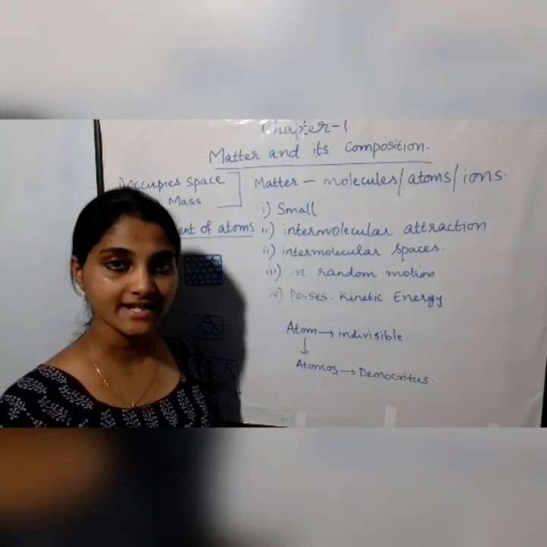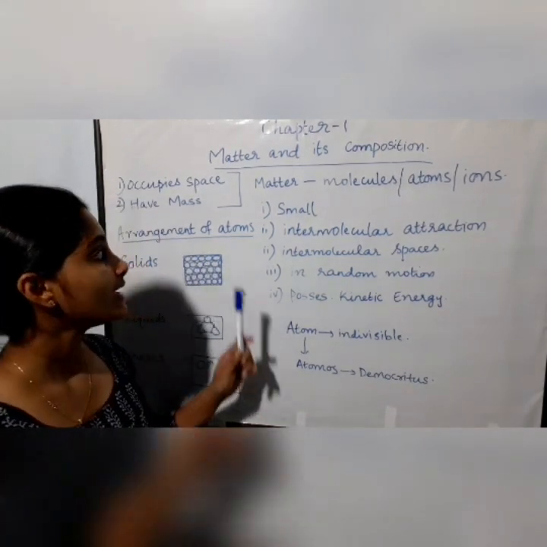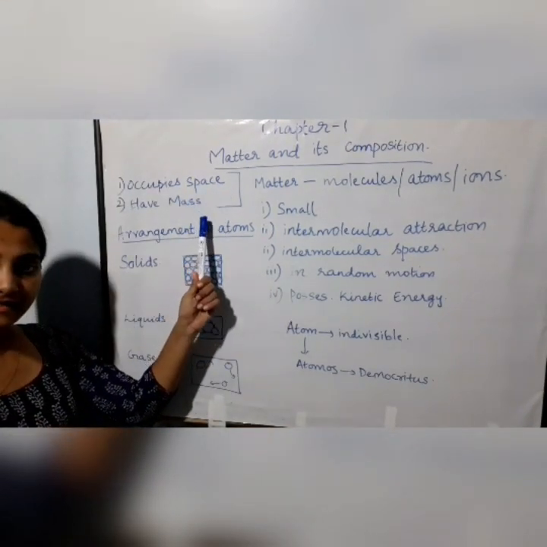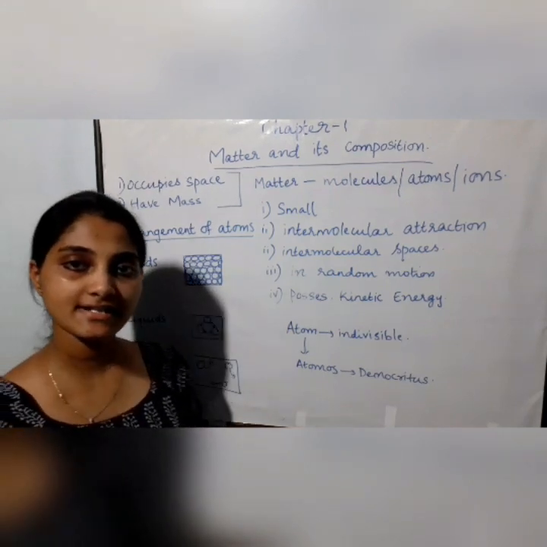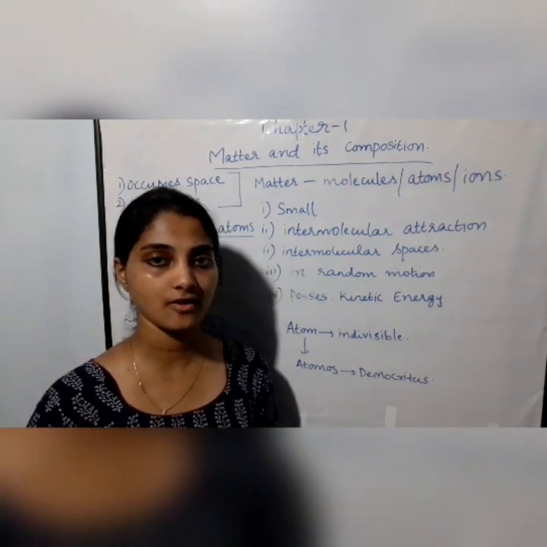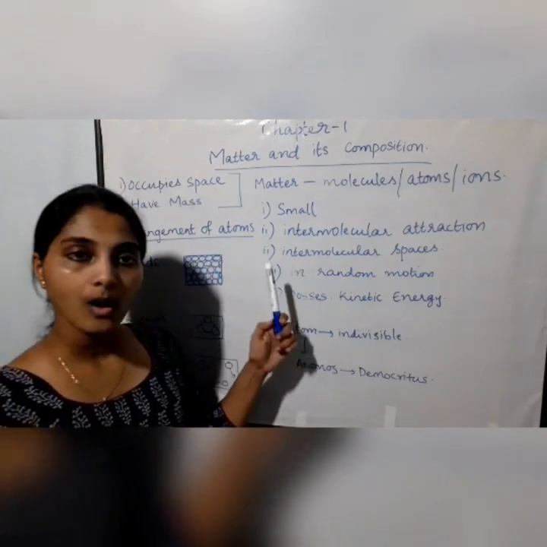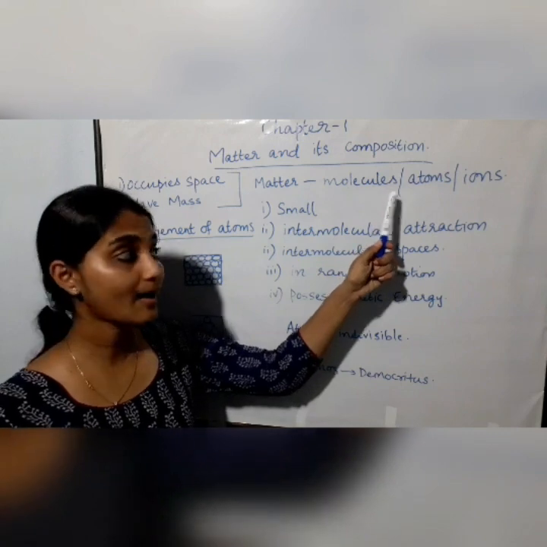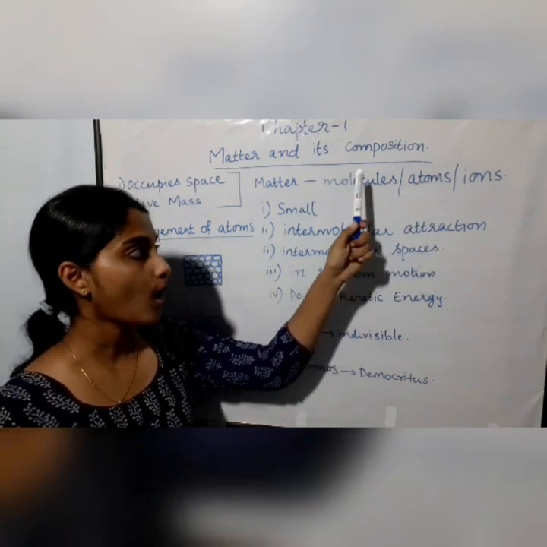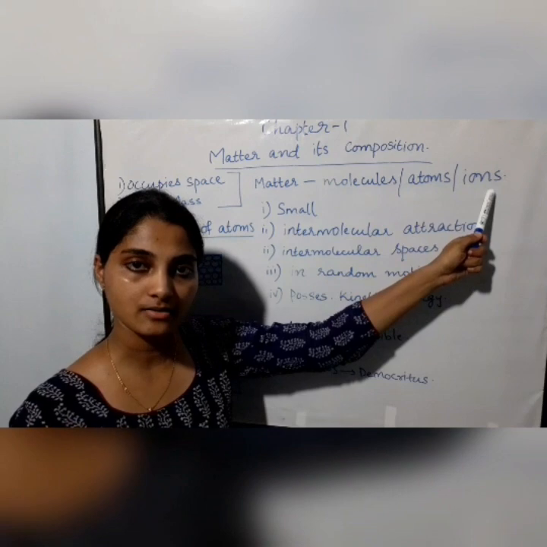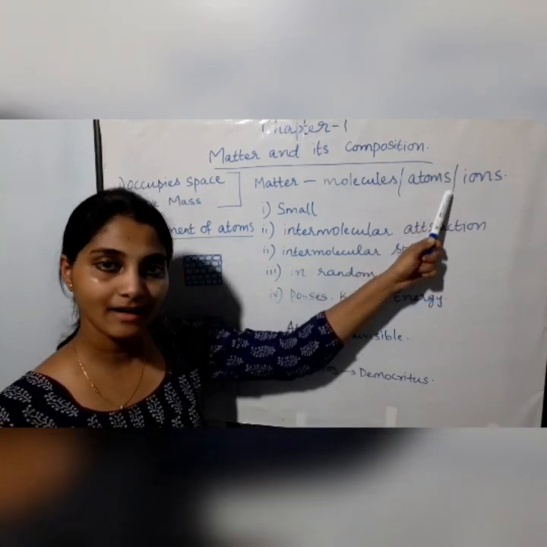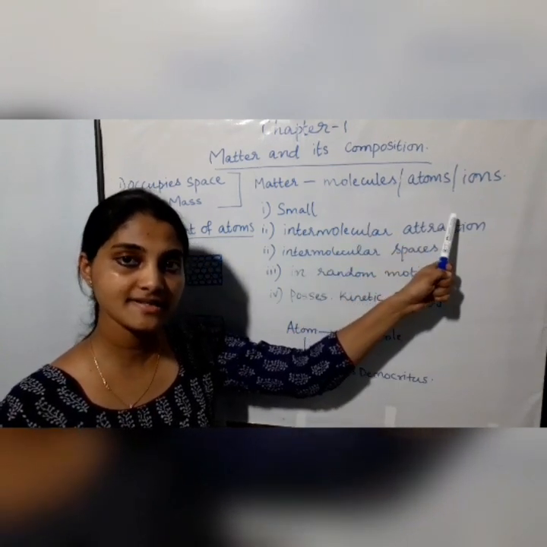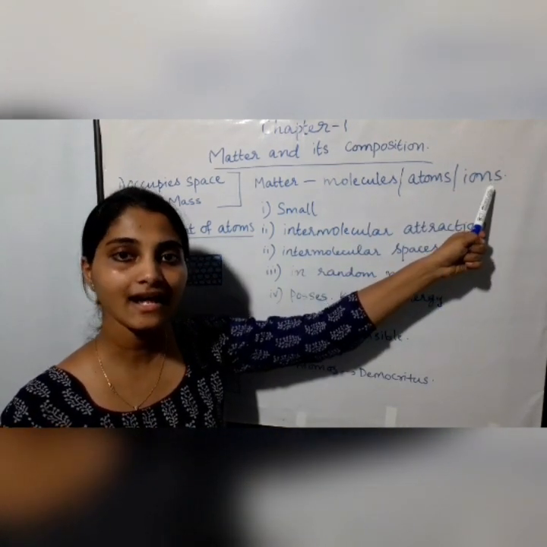Now that we have seen from the activities that matter, in all states of matter, occupies space and has mass, let us see what this matter is comprised of. All matter is comprised of tiny particles called atoms, molecules or ions. When atoms are combined together, you get molecules. Or if any of the substance loses an atom, then it becomes an ion.